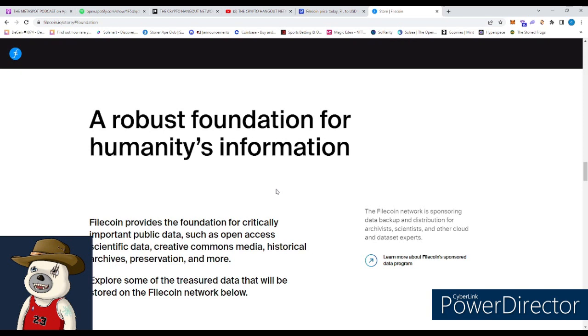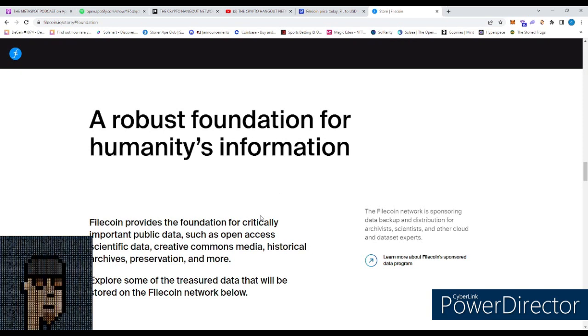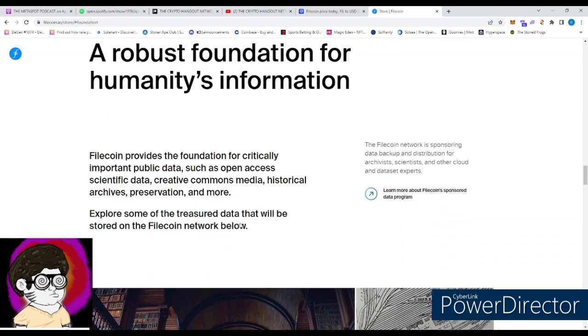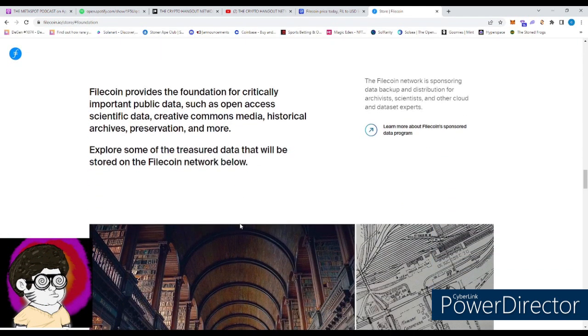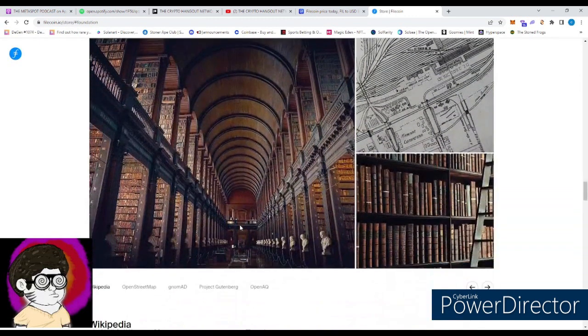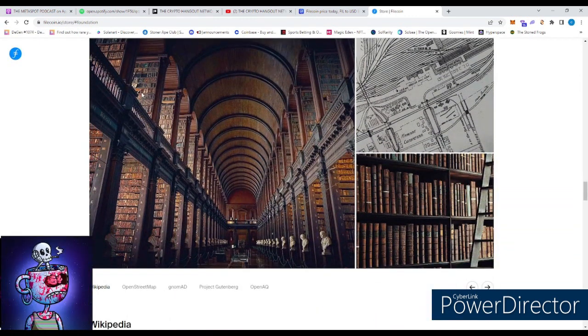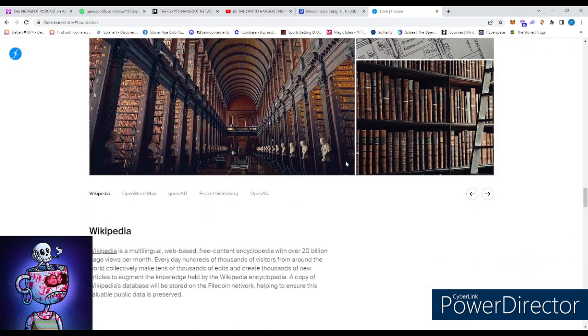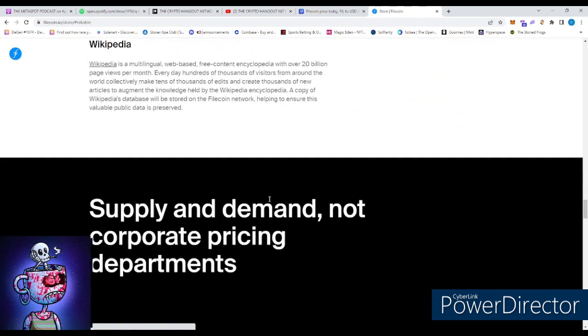A robust foundation for humanity's information, and provides a safeguard for critically important public data, such as open access scientific data, Creative Commons media, historical archives, preservation, and more. Explore some of the treasure data that will be stored on Filecoin below. As you can see, all this, I don't know what library this is, but it's some big humongous, famous library, it looks like. Wikipedia, etc.